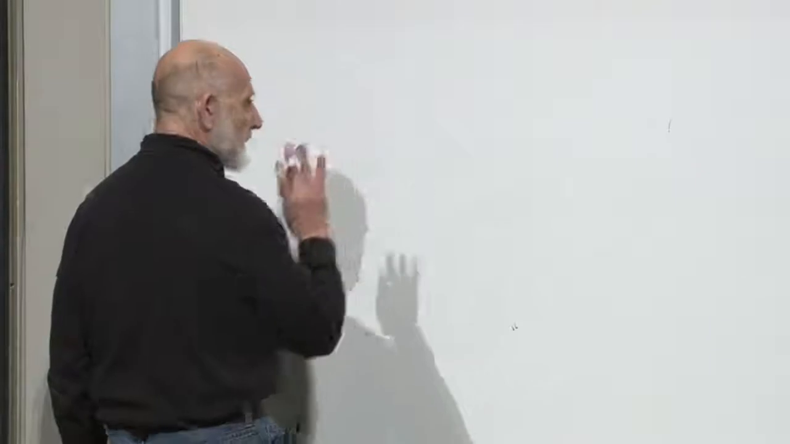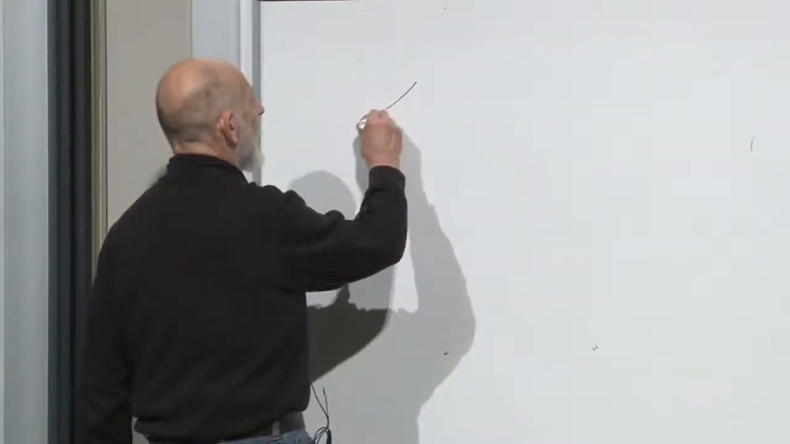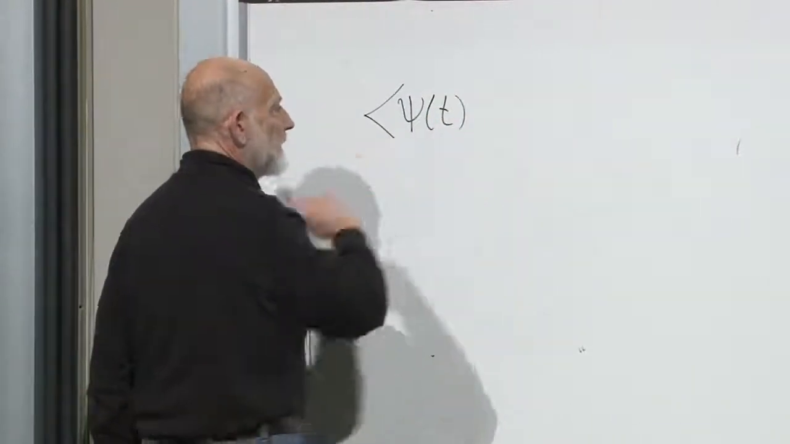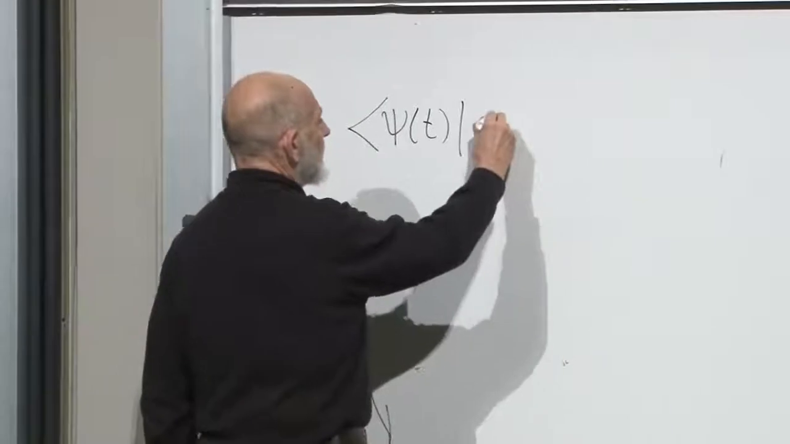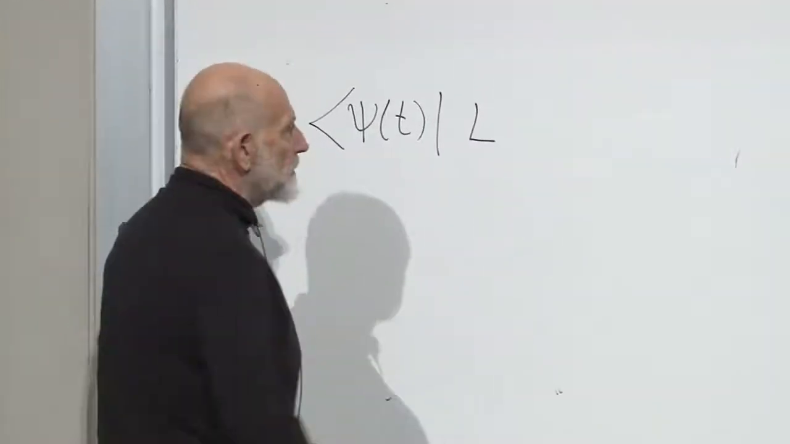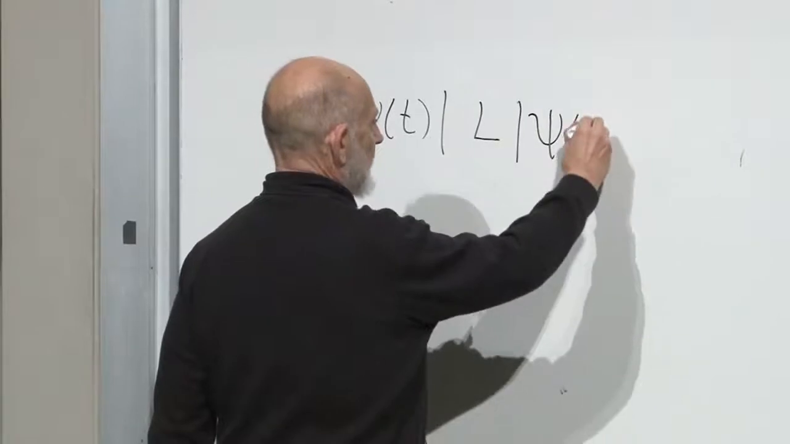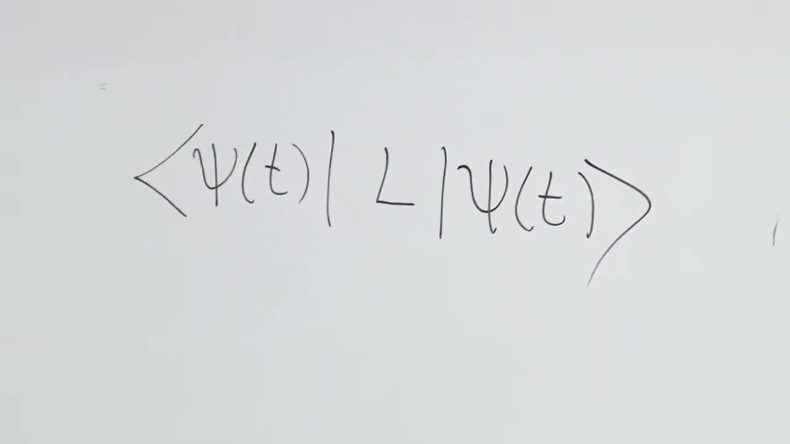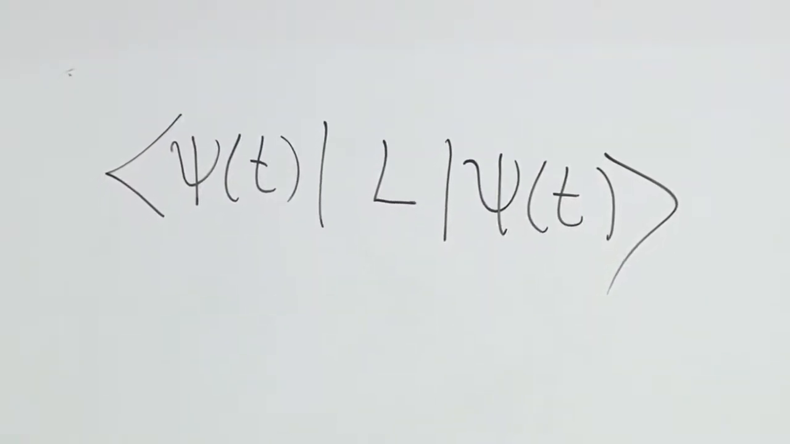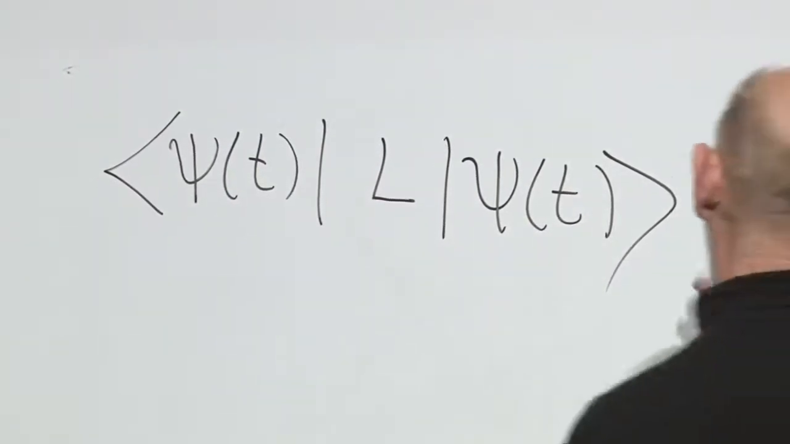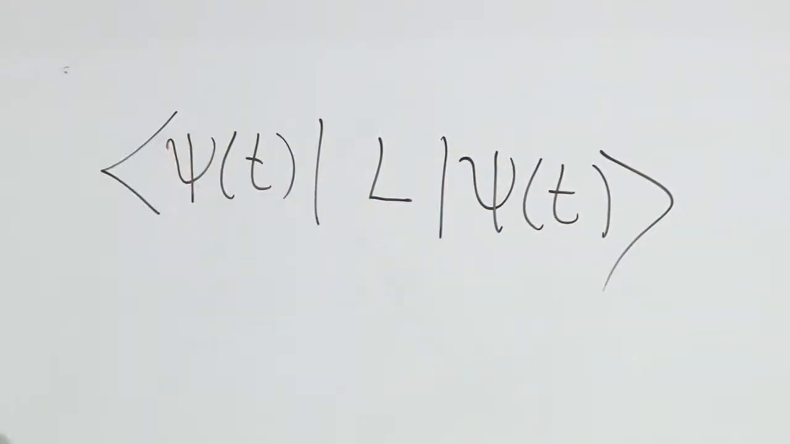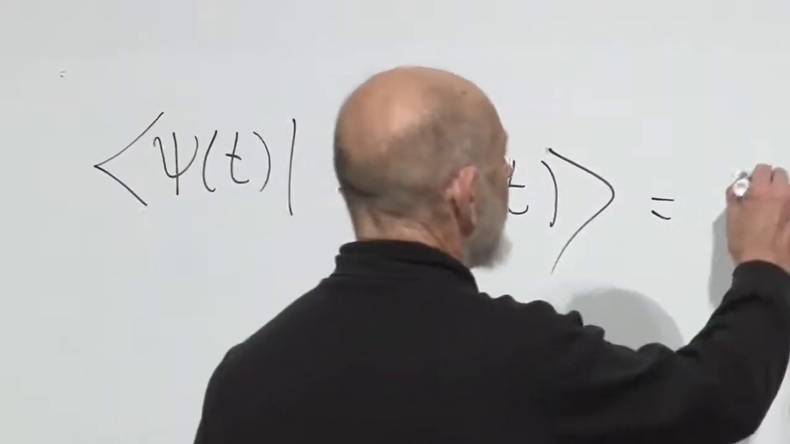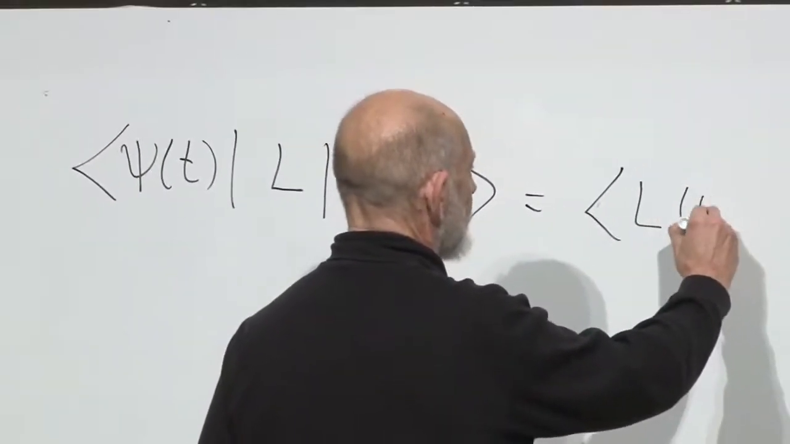All right, so at any given time, the average of lambda is given by psi of t, that's the state vector at time t, the operator L representing the observable, times psi of t. In other words, I've just plugged in for A the actual time-dependent state of the system. This is the average of L as a function of time.